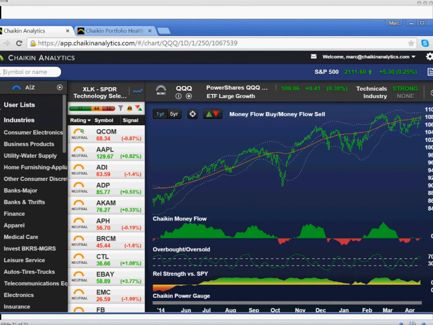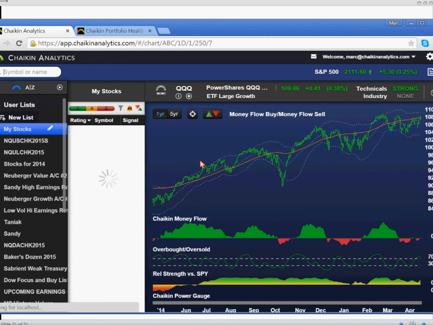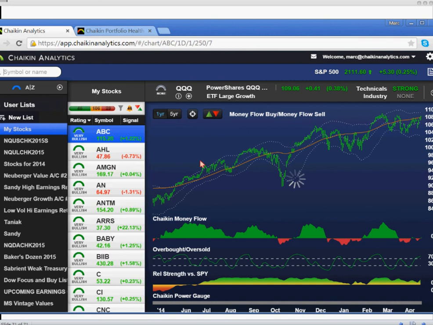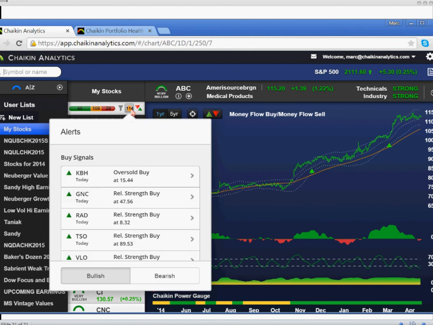Well, first of all, you can create your own list. So one thing we encourage people is to create user lists, and the My Stocks list is the place to start. We are implementing a cut and paste, drag and drop capability where you can cut the best names out of an industry group or a sector and put them into a list. But it's the dashboard. Remember I talked about the signal dashboard. So here I've got 181 stocks in My Stocks list. And all I have to do is click on the dashboard icon and I see all the stocks that have triggered buy or sell signals today.